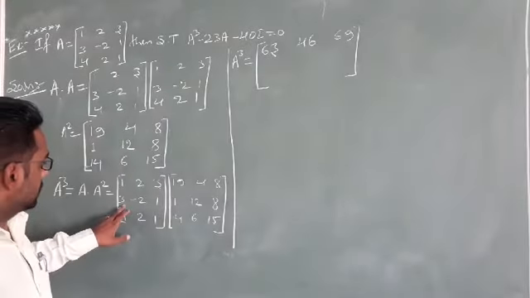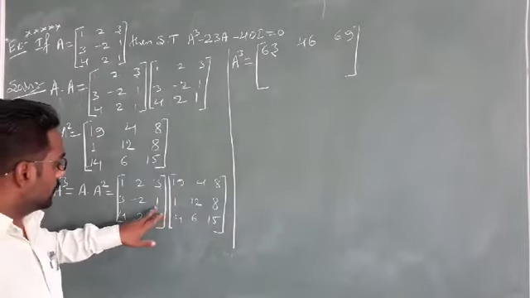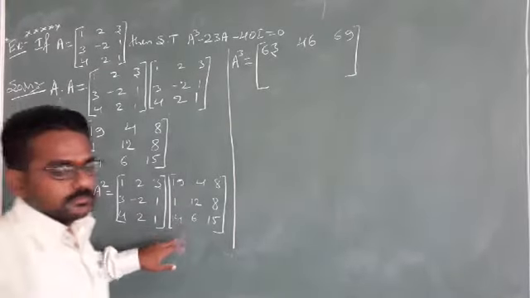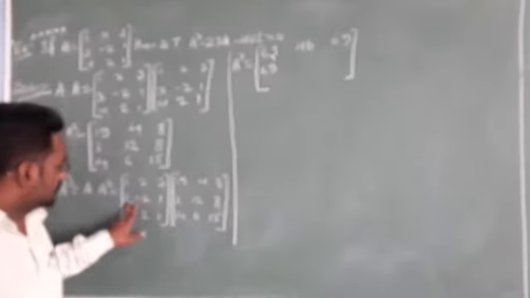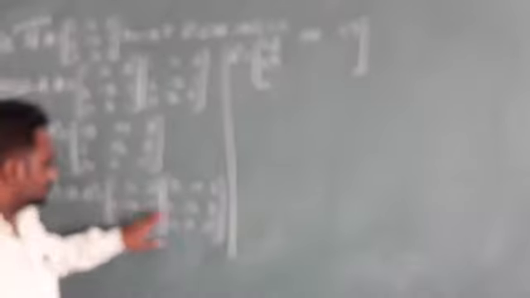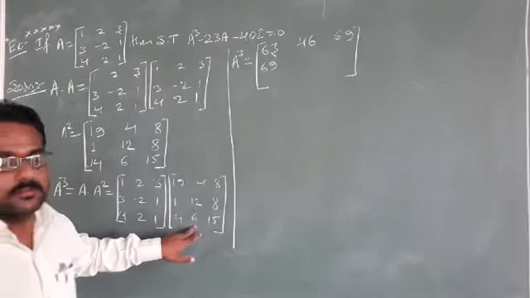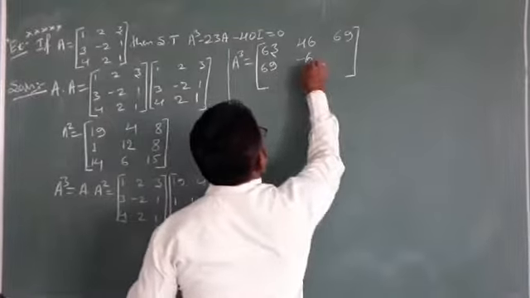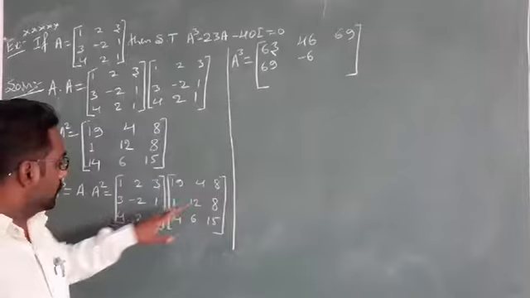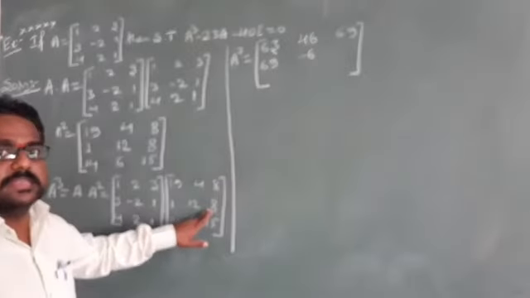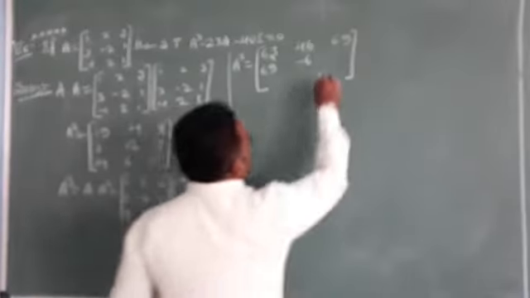Next, 3 into 19, 57, minus 2 into 1, minus 2, 1 into 14, 14. So total value is 69. And 3 into 4, 12, minus 2 into 12, minus 24, 1 into 6, 6. The total value is minus 6. And next, 3 into 8, 24, minus 2 into 8, minus 16, 1 into 15, that is 15. The total value is 23.